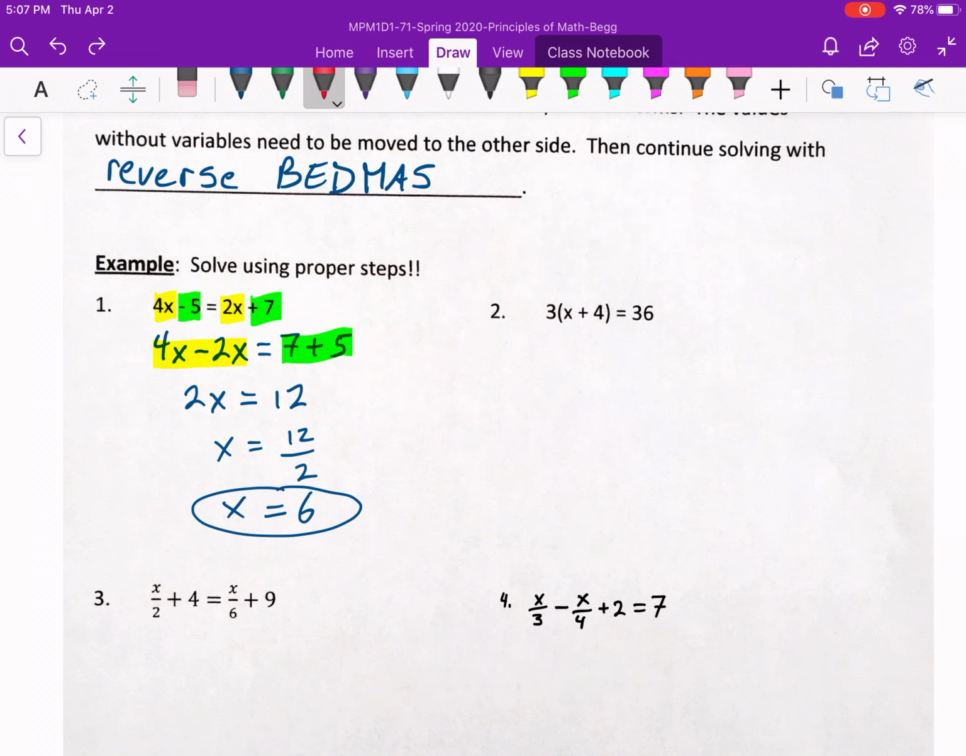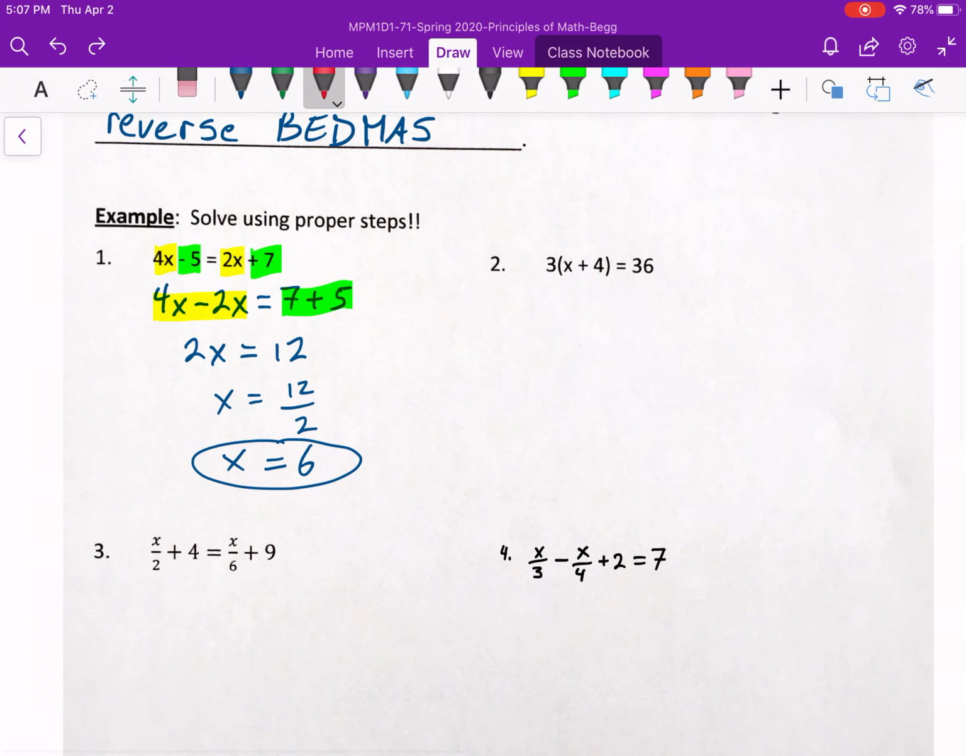For questions like number 2, I've got 2 ways I could do it. I could either use the distributive law to expand that 3 into the brackets by multiplying it times each of these terms, or I could just start by doing reverse order of operations, which I think is the way I'll go for this one. Neither one's wrong, but I'm just going to pick one.